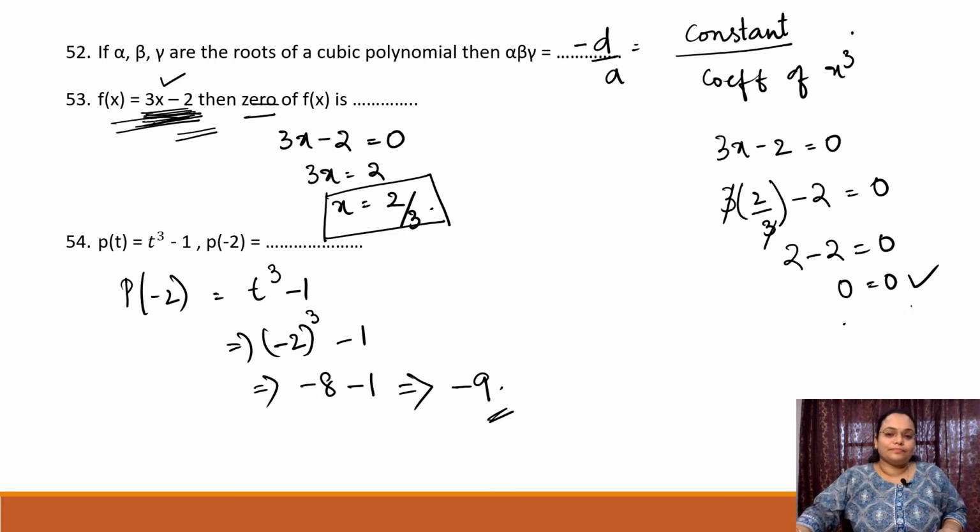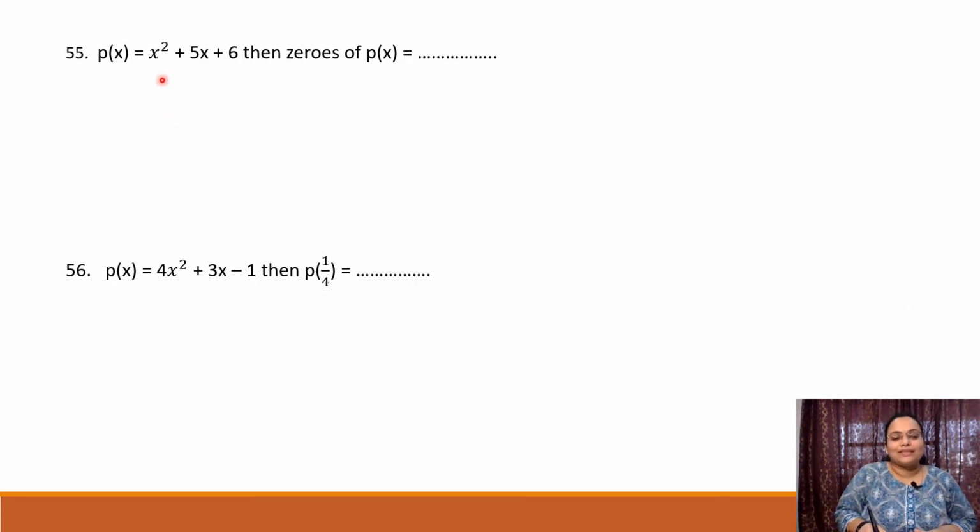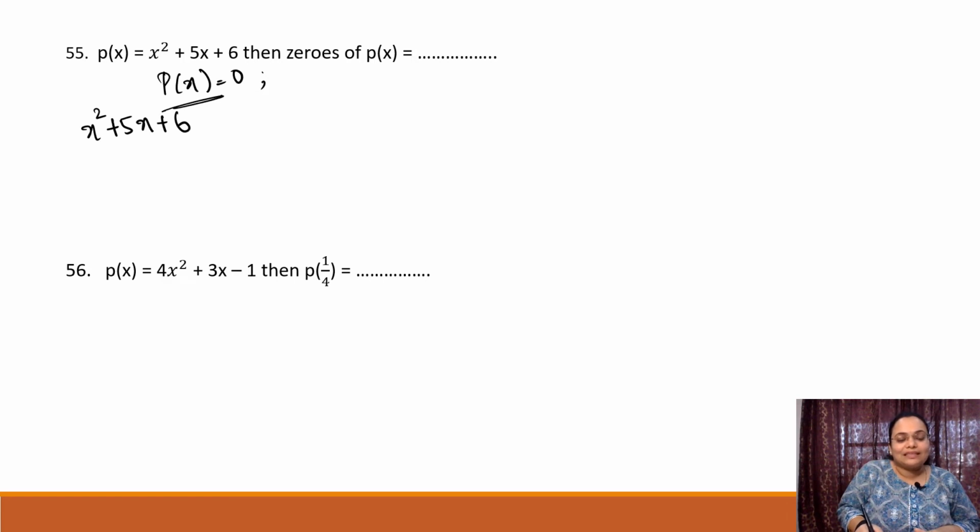Okay. So p of x is equal to x square plus 5x plus 6. Then we need to find the zeros of the given polynomial. So if you want to find the zeros of the given polynomial, we will equate the given polynomial to 0, right? p of x to 0. Now, let us equate the given polynomial to 0. That is, x square plus 5x plus 6 is equal to 0. Now, let us factorize this, right, by splitting the middle term. Now, let us take all the possible factors for 6.